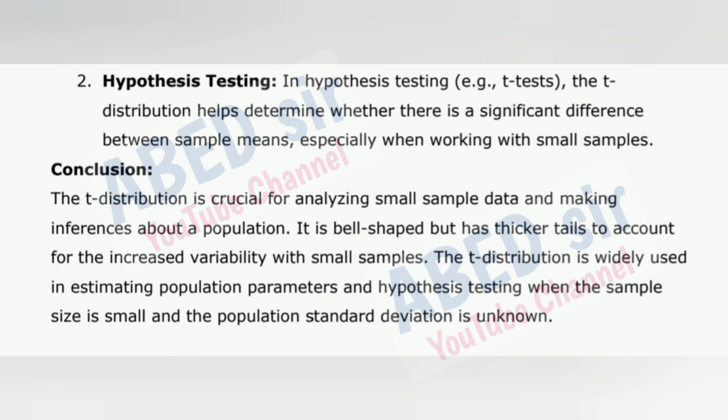Conclusion. The t-distribution is crucial for analyzing small sample data and making inferences about a population. It is bell-shaped but has thicker tails to account for the increased variability with small samples. The t-distribution is widely used in estimating population parameters and hypothesis testing when the sample size is small and the population standard deviation is unknown.